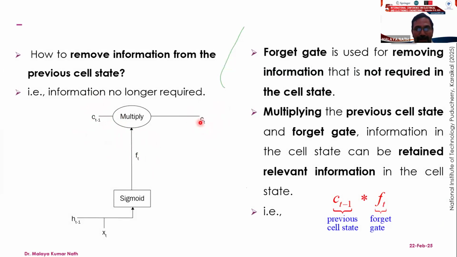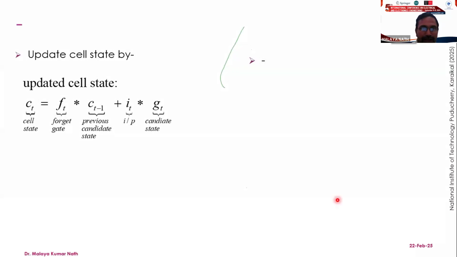So what is the forget gate? The forget gate is used for removing the information which is not required in the cell state. So how can it be removed? This can be removed by multiplying ft with the previous cell state information. So by multiplying the previous cell state and the forget gate, the relevant information is written in the cell state. So how exactly is it writing the information?